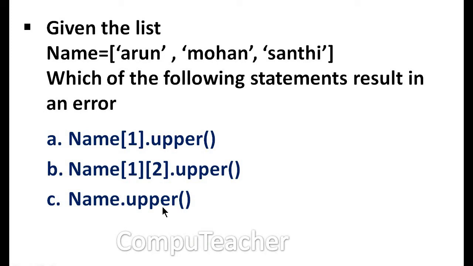Then what about the last one? Name dot upper. Name is a list. We don't have a function called upper in list. So name dot upper we cannot give. So this statement results in an error. Clear? The upper function is for the strings only, not for the list.